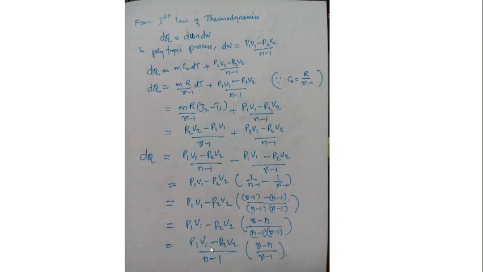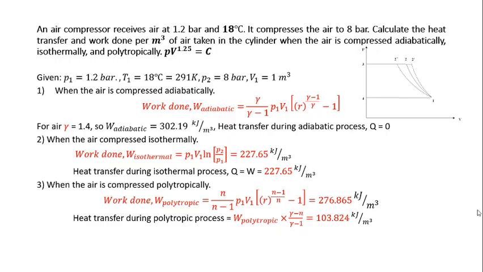This is the work done in a polytropic process. Now substitute all these values. We will get 103.824 kilojoule per meter cube of heat transferred in the process.